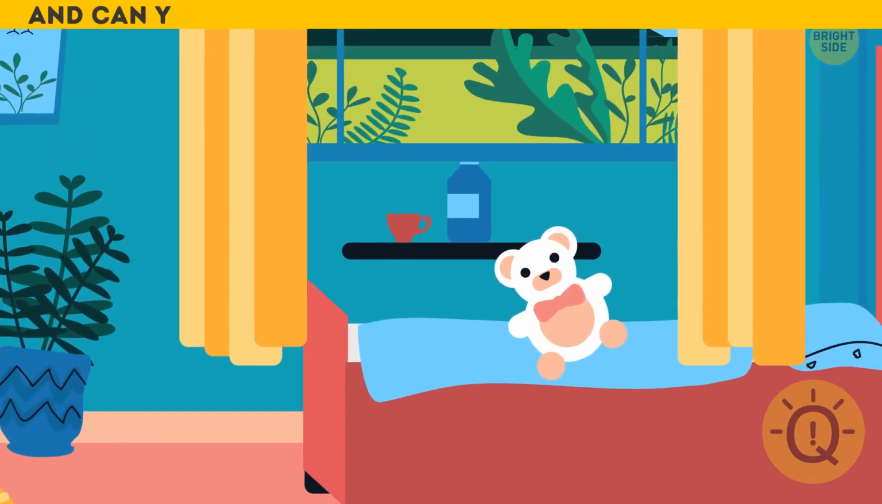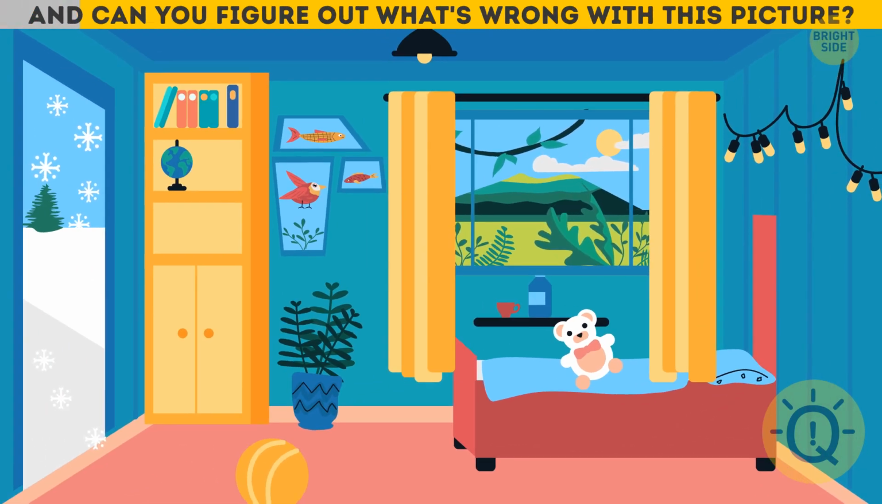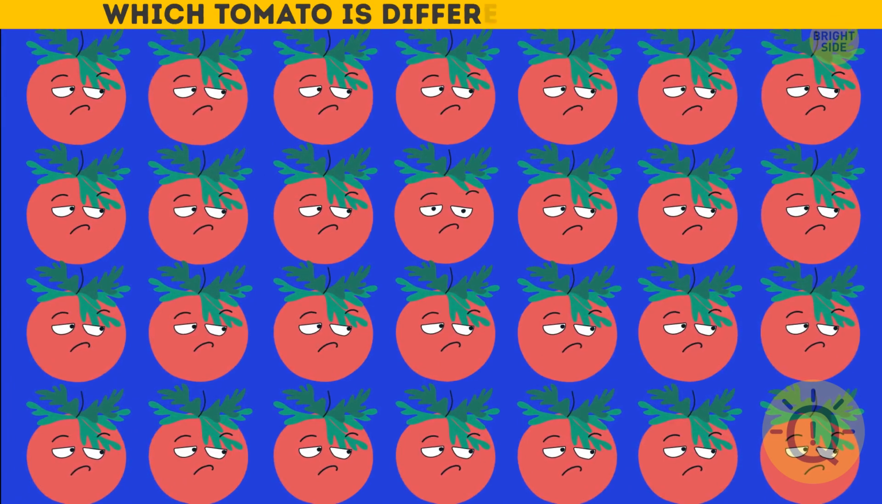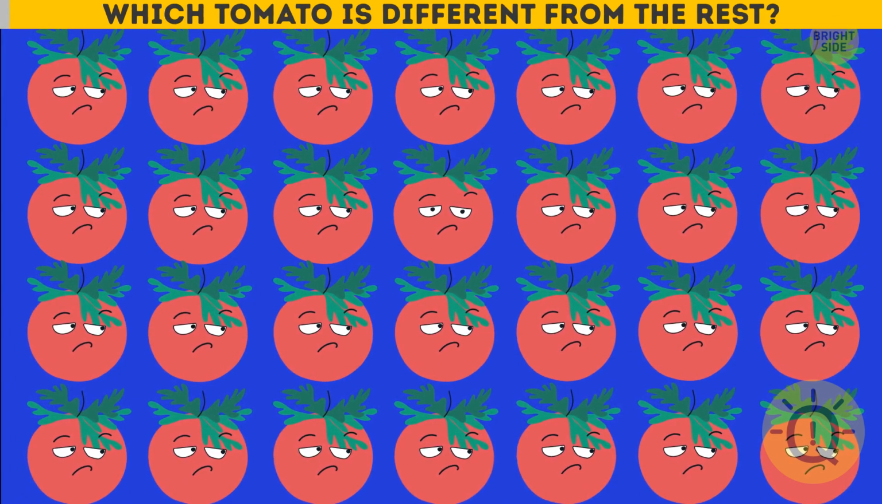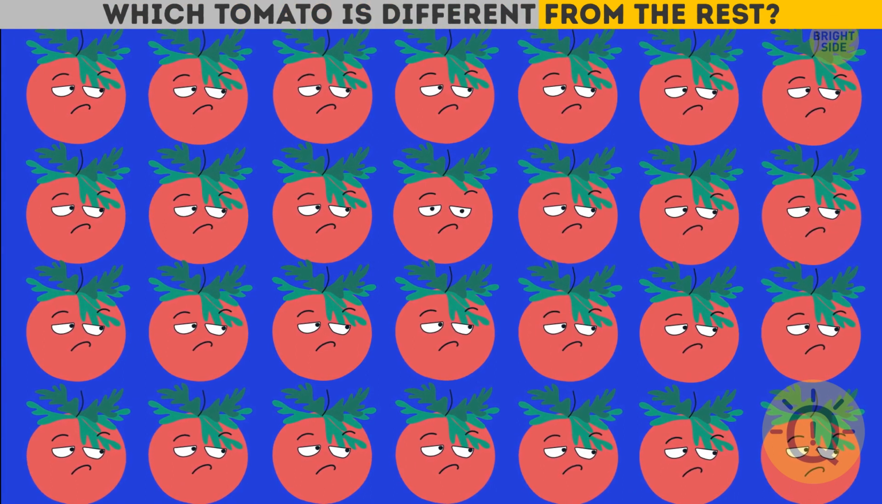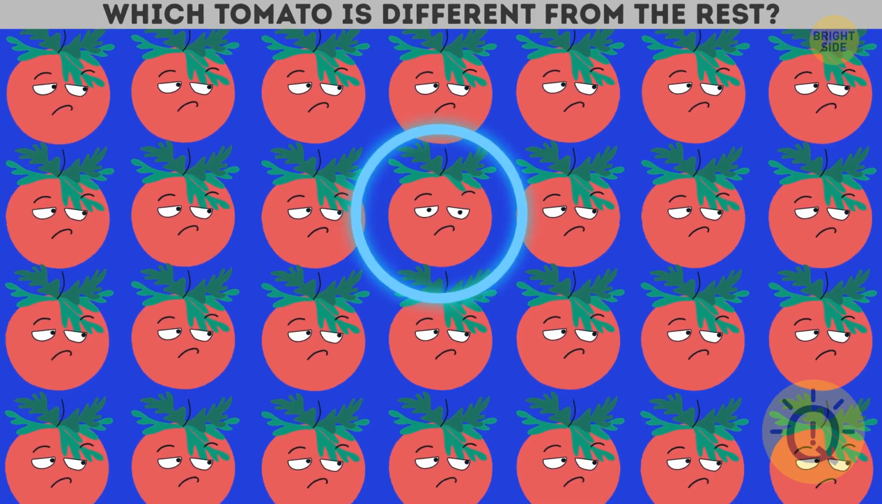Number 13. And can you figure out what's wrong with this picture? Is it summer or winter outside? I can't understand. Number 14. Which tomato is different from the rest? Here it is. Number 16.